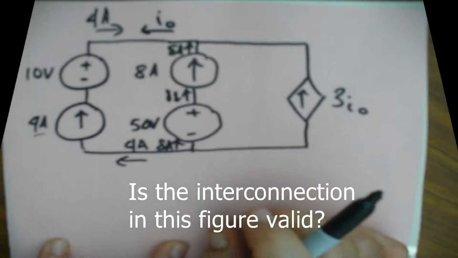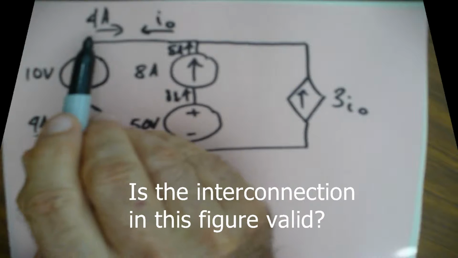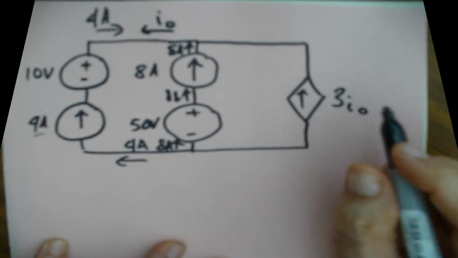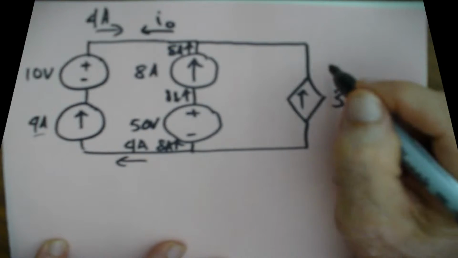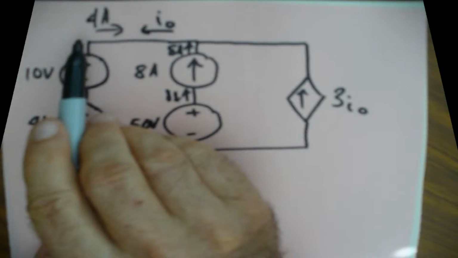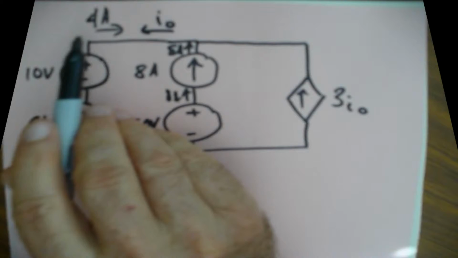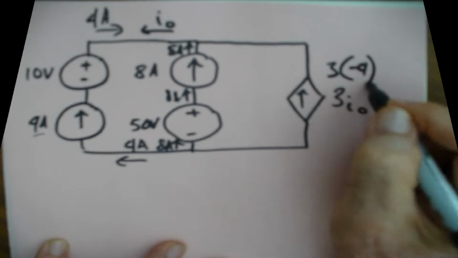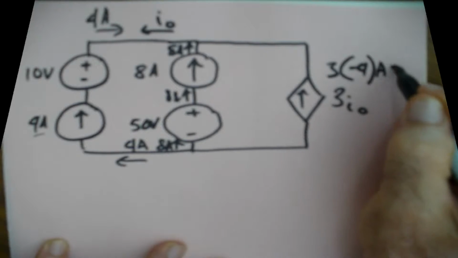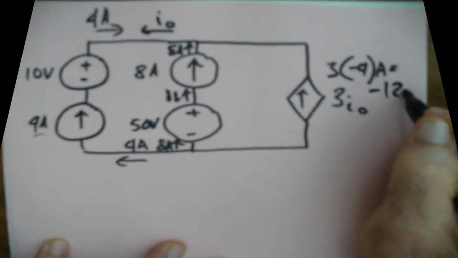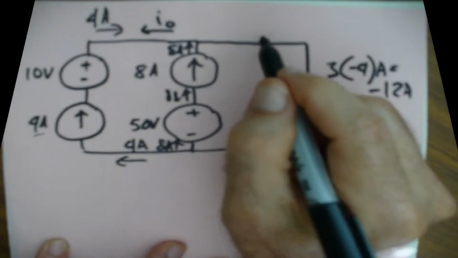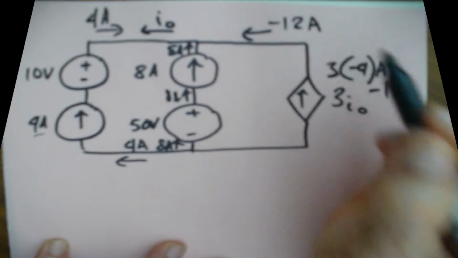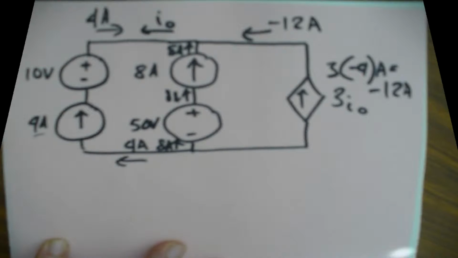So that means that since this is 4 amperes, this is 3 times 4 amperes. So this current source right here, and it's negative, right? It's going the opposite direction of this. So this is going to be 3 times negative 4, which is going to be minus 12 amperes. Alright, so we have going this direction, negative 12 amps. So is this a valid circuit?